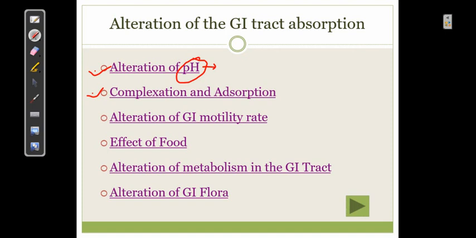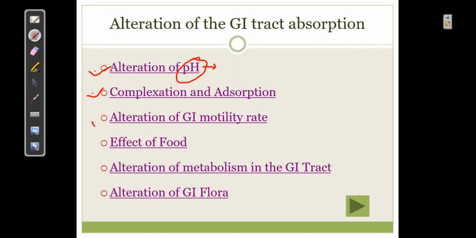Similarly, we have also seen an example of cholestyramine, which is a bile acid binding resin, and it also has a marked effect via complexation on the absorption pattern of some thyroid hormones and digoxin, right? These are very important categories.